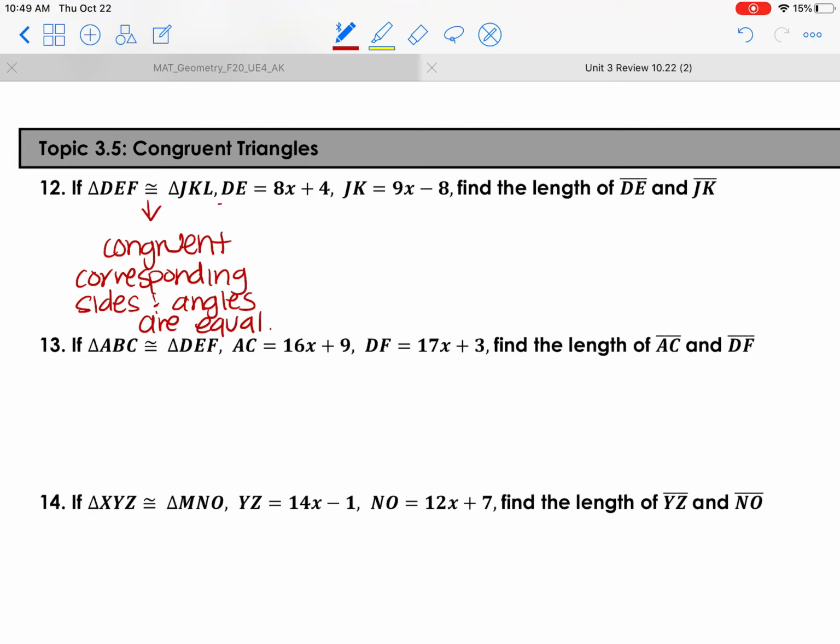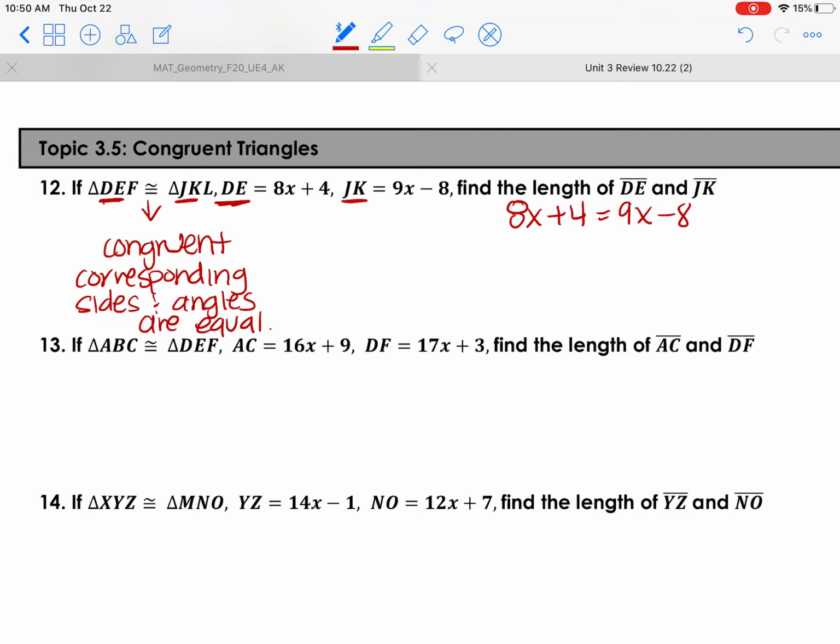So here, if I'm given DE right here, and I'm given JK, I notice that they are in the same order in my congruency statement. And so I notice that these are two sides that will be congruent. So if I want to find the length of them, I gotta set them equal to each other to solve for x. And then I gotta solve for x to come back later and substitute into any of these expressions to find the length for these sides.